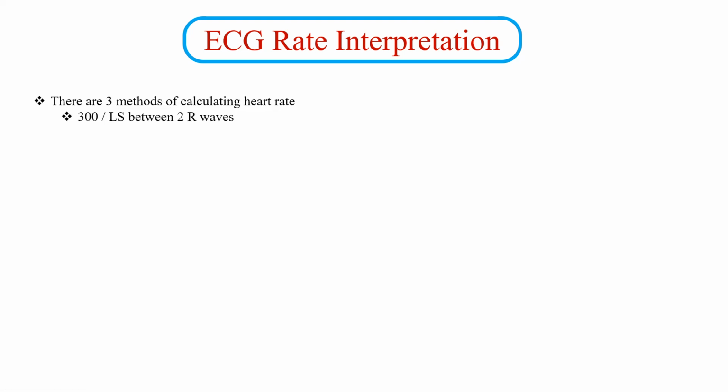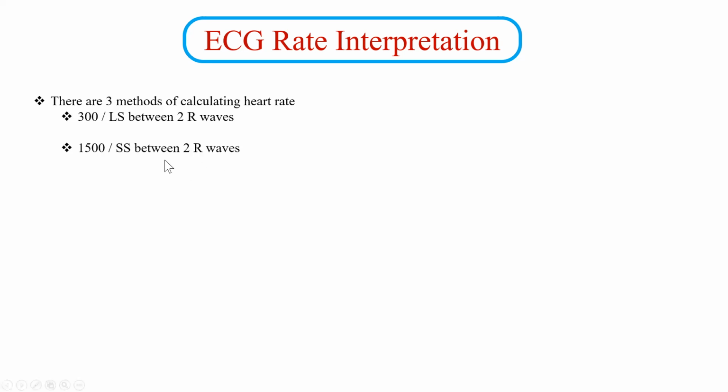How can we use that? It's very easy. You measure how many large squares are between two consecutive R waves. Let's say there are two large squares. And the equation is easy. You say 300 divided by how many large squares you have. So 300 divided by 2, the heart rate will be 150. All right, just like an example.